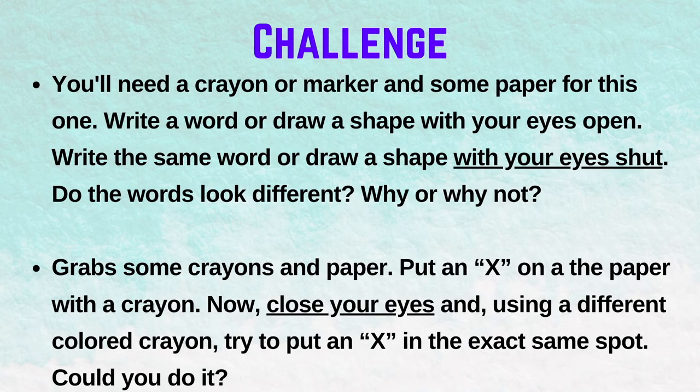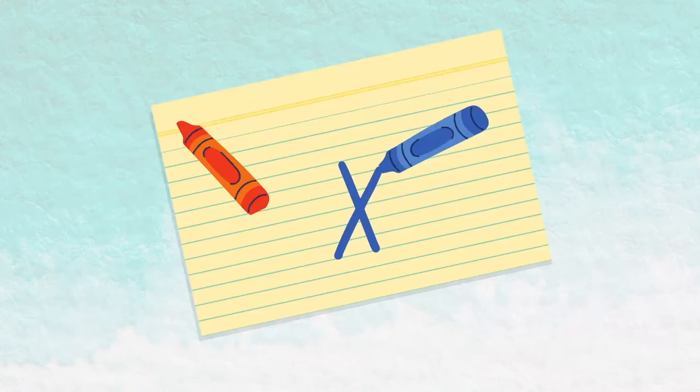Okay, grab some crayons and paper again and put an X on a paper with a crayon or marker. Now close your eyes again and using a different colored crayon, I want you to try to put an X in the exact same spot. You can have everything ready ahead of time, and you can have your separate crayon in the other hand and just pass it to the hand. I want you to see if you can make an X in the same spot.